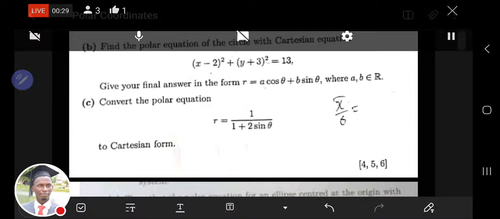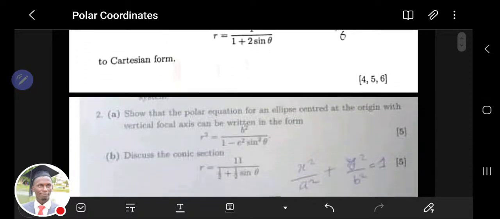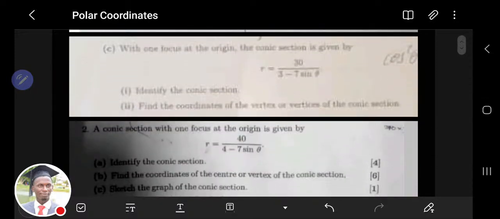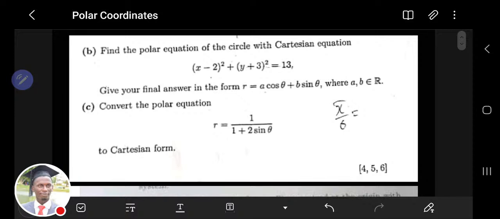Okay, so we now want to look at the application of conic sections, polar coordinates to conic sections. So we now want to see how we can express conic sections in polar form. In the previous live session that we did, of course, there was a glitch, so I had to redo that video. The link is in the description if you want to see that.